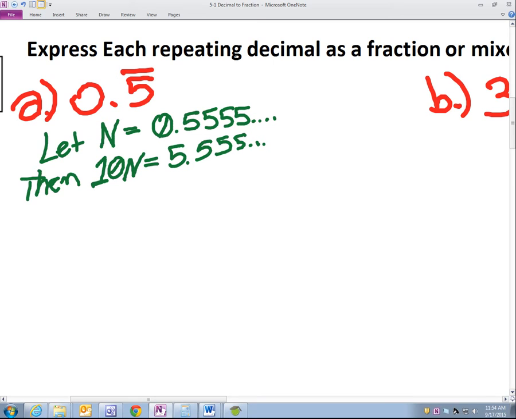Now, we are just using algebra to give that number a value. If you had 10 of anything and you took one of those things away, how many would you have left? 9. You'd have 9 left. So I'm going to take away one of those things and I have 9 left.